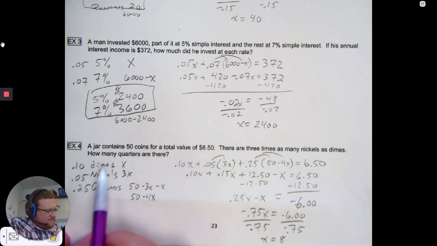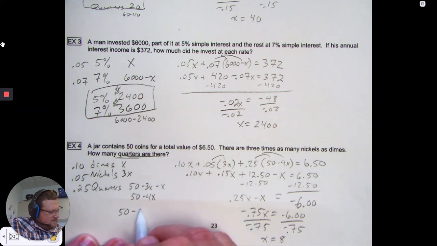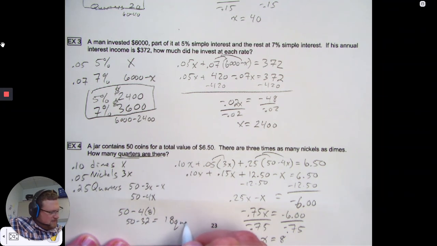Now the problem asks for how many quarters there are. Well, quarters are 50 minus 4x. So 50 minus 4 times 8, or 50 minus 32, which gives us a total of 18 quarters.